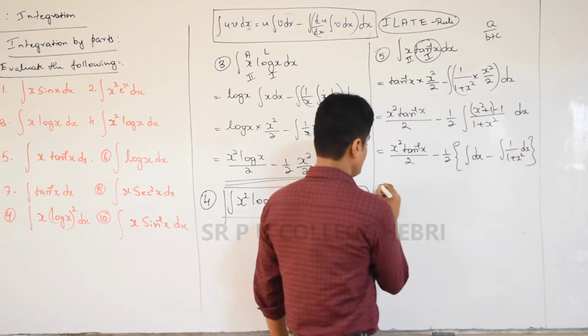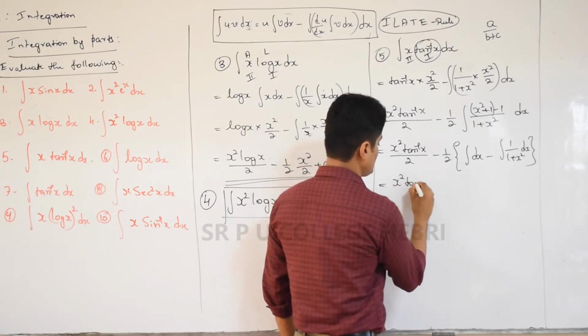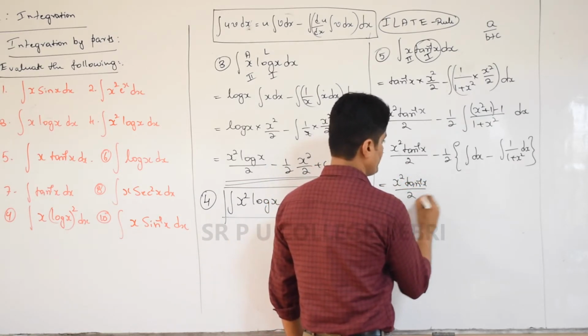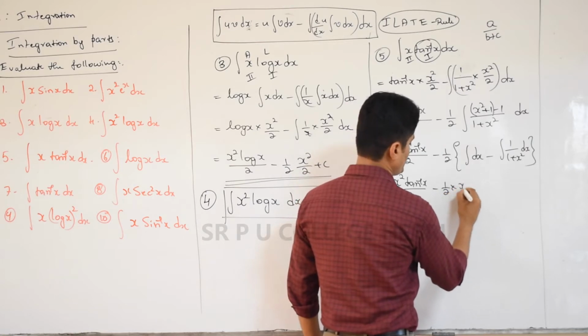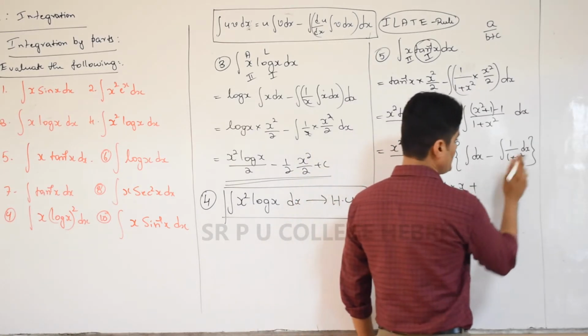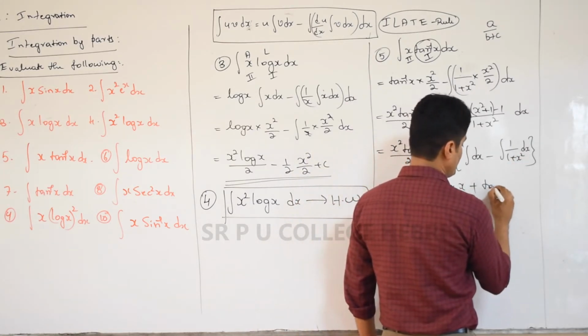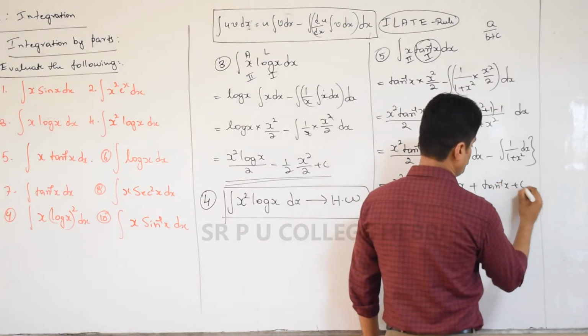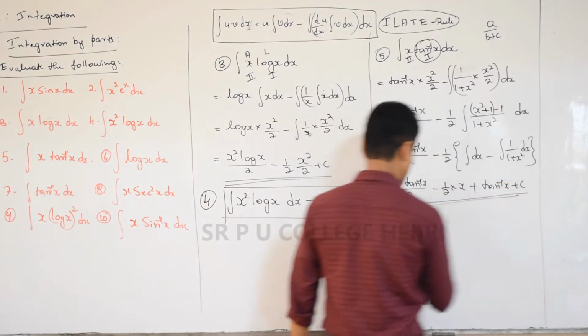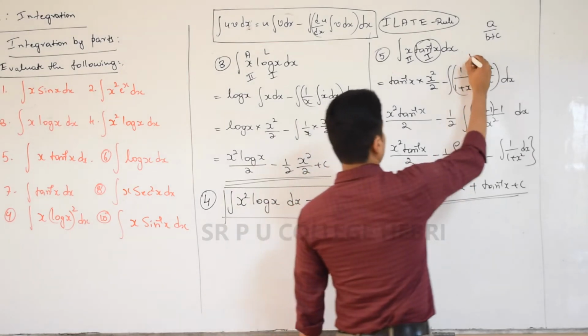So this is nothing but x square into tan inverse of x, whole divided by 2, minus 1/2 into integration of x by 1 plus x square, which is x minus integration of 1/(1 plus x square). What is the integration of 1/(1 plus x square)? Yes, tan inverse of x plus c. That's it. Very important problem, please remember, important type.